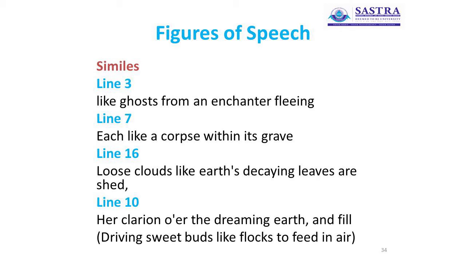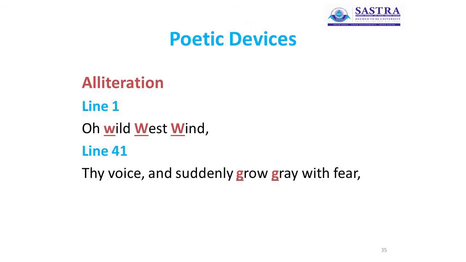Then in line 10 you have, "her clarion over the dreaming earth, and fill driving sweet buds like flocks to feed in air." So, the clouds which are moving look like the flocks which are driven by the spring wind. Then let me now deal with another poetic device.